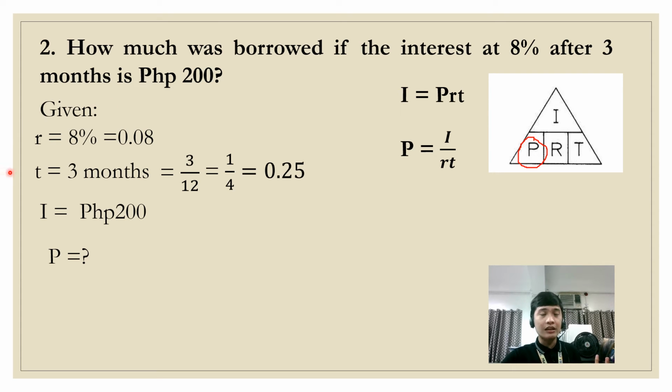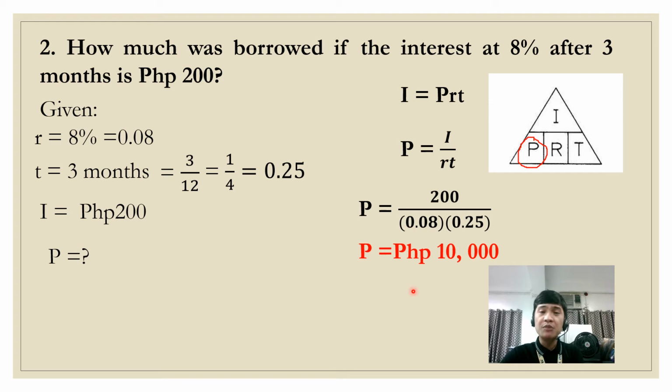Now, substituting our given sa ating formula in getting the principal, so P now is equal to 200, yun po kasi yung value ng ating I, all over, yung R natin ay 0.08, multiplied to 0.25. Now, simplifying this further, you may use your calculator in order for us to get the principal. Kasi allowed naman tayong gumamit ng calculator, lalo na sa ating business mathematics. So, allowed yun, lalo na sa senior high school.